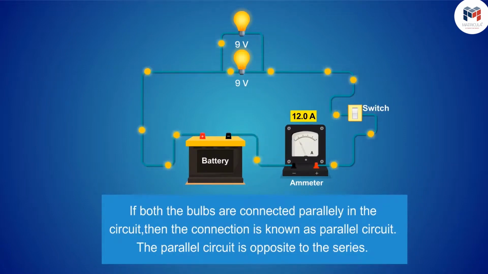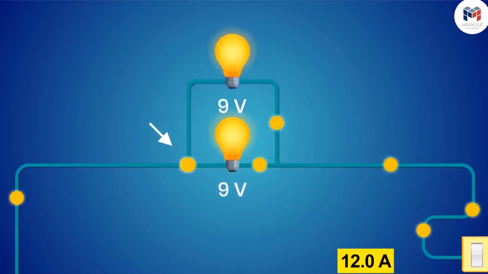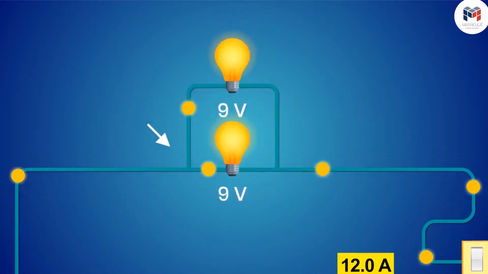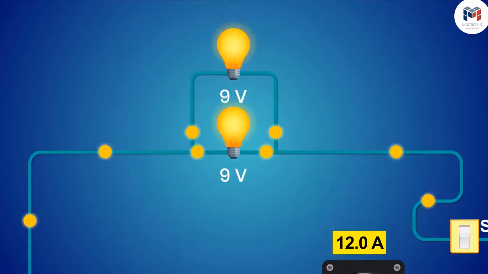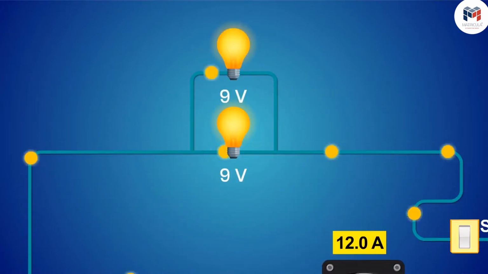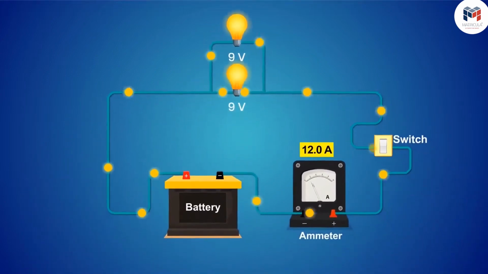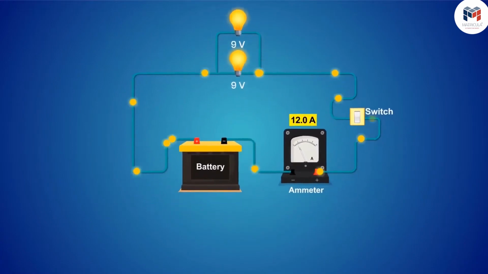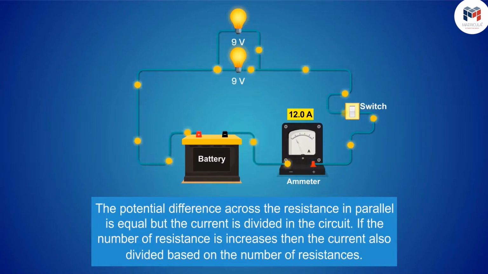The parallel circuit is opposite to the series. See here, both the bulbs are glowing equally, which means that both the bulbs have an equal amount of potential difference across their ends. At the same time, the electric current appears to be divided in 2 arms. If you look closely, the entire electric current has increased in this case, even if the battery used is the same. So it can be concluded that the potential difference across the resistance in parallel is equal, but the current is divided in the circuit.